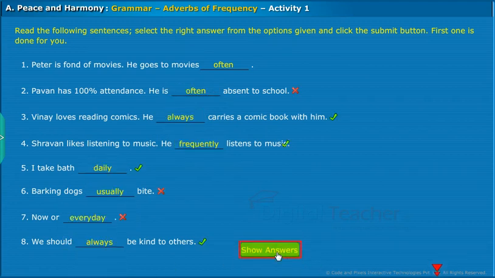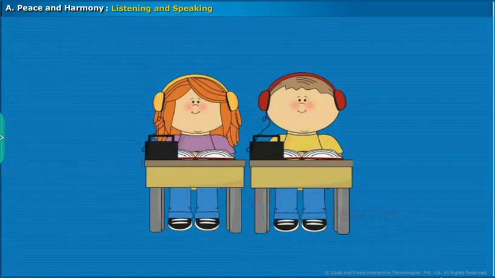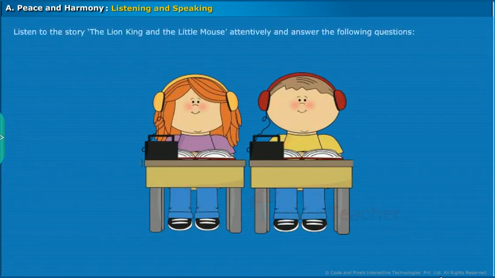Let us now do an activity to improve our listening and speaking skills. Listen to the story, The Lion King and the Little Mouse, attentively and answer the following questions.